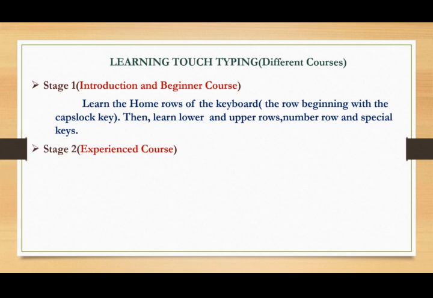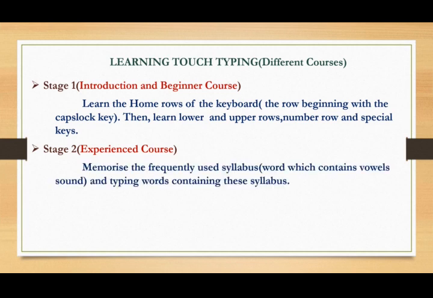And next is stage 2, that is the experienced course. In the first stage, you learn all the positions of keys on the keyboard. In this experienced course, you should learn the words as well as syllables. Here, a syllable means a word part containing a vowel sound. Like if I say mat, this word contains the vowel A. It has one syllable. And for example, matters. Here two sounds are coming, A and E. It has two syllables. So frequently used syllables you have to memorize.